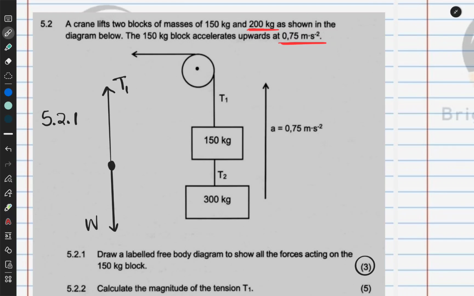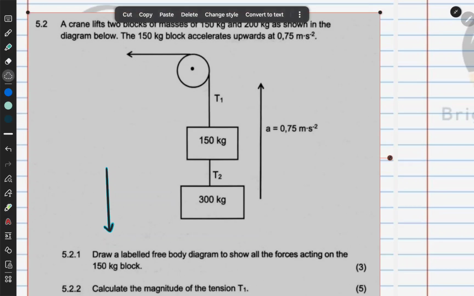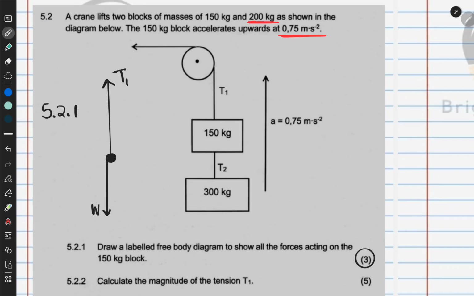Okay, so we only have 2 now. So we're only missing T2. T2 will be pulling the 150 kilogram block downwards. So let's just do this and make space for T2. Okay, this thing. Right, so T2 will be then fitted here as well. It doesn't necessarily have to be the same length as the weight of the block. We don't really know how big T2 is unless we were given the magnitude of T2. So now this is the free body diagram for the 150 kilogram block.